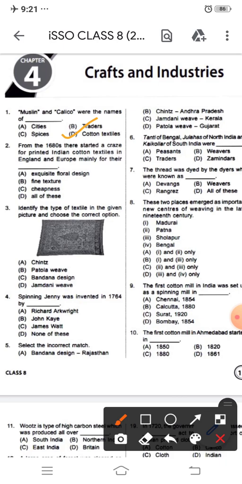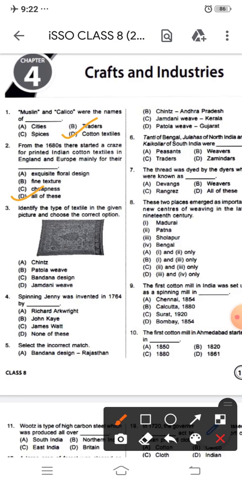Next question is, from the 1680s, there started a craze of printed Indian cotton textiles in England and Europe, mainly for their dash. Options: exquisite floral design, fine texture, cheapness, all of this. The option is all of this, because all of these were available and very much in demand in England and Europe.